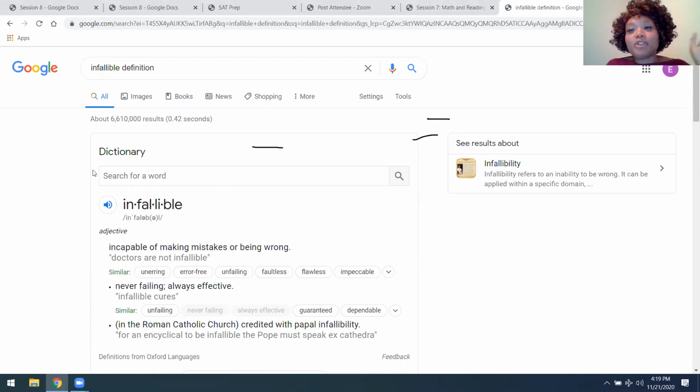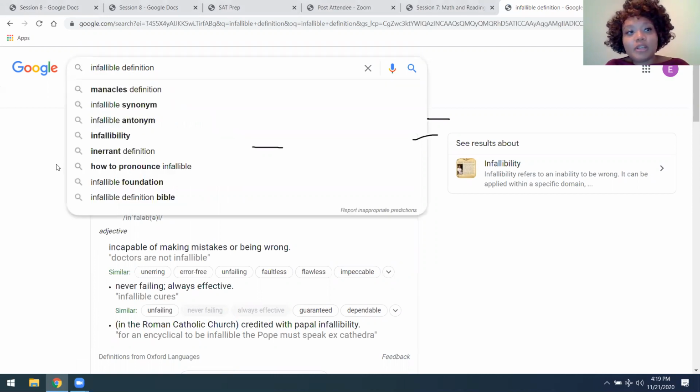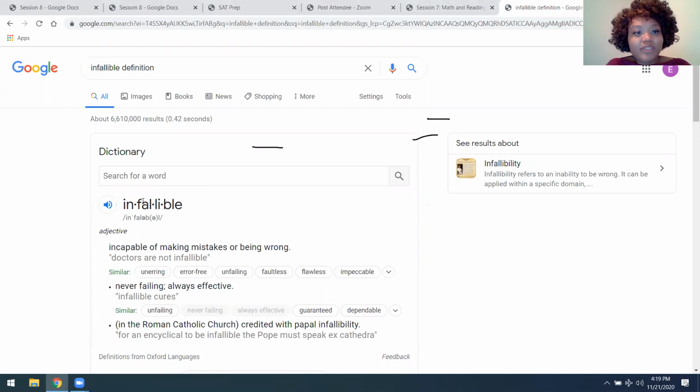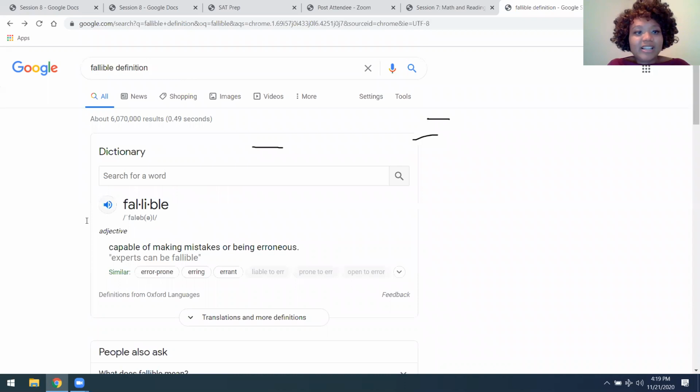If you don't know what a word means, you can start to piece words together based on their constituent parts. So infallible. So fallible, it sounds like fallable, like you're able to fall. So that's one way to realize what it means, even if you don't know what it means. You're able to fall. So fallable. I'm able to fall, meaning I'm capable of making mistakes.